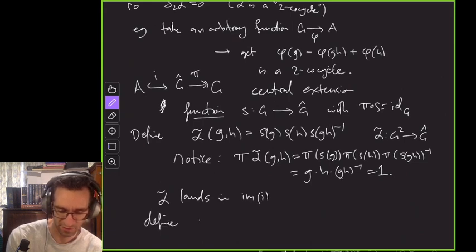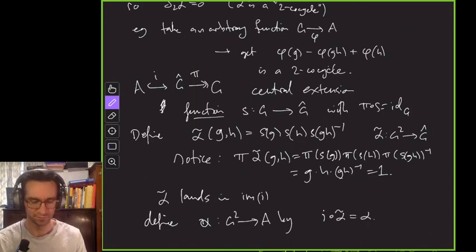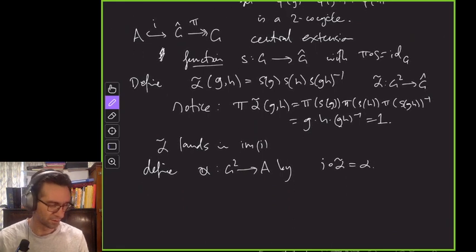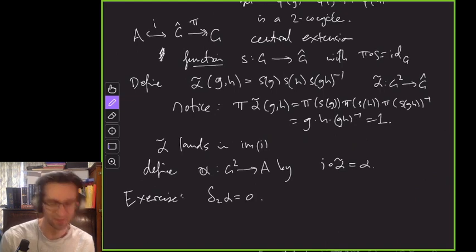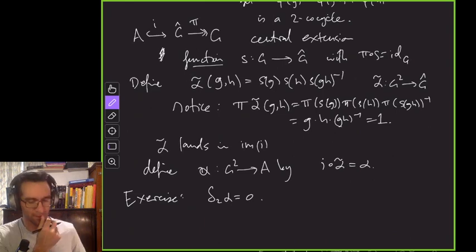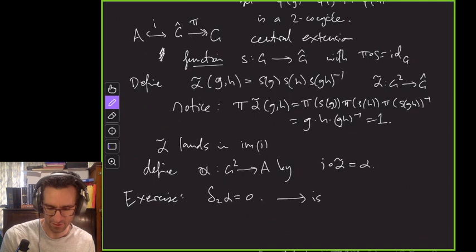So we can now define alpha from G squared to A by I composed with alpha twiddle equals alpha, and this is unique. All right, and it's a nice exercise: delta 2 of alpha is indeed equal to 0. So alpha is a 2-cocycle.